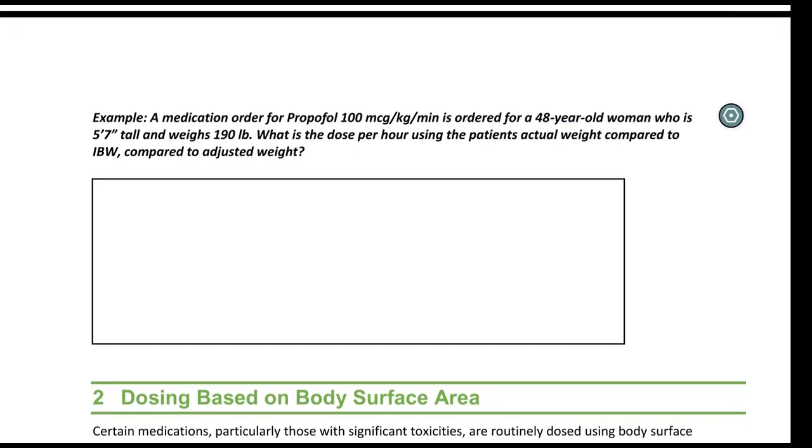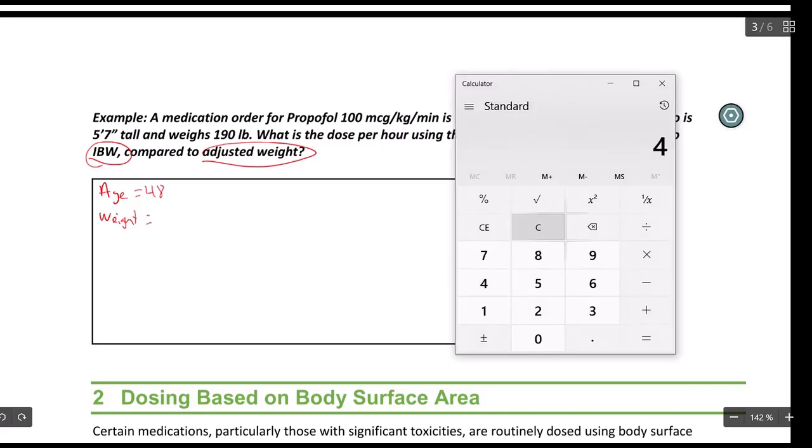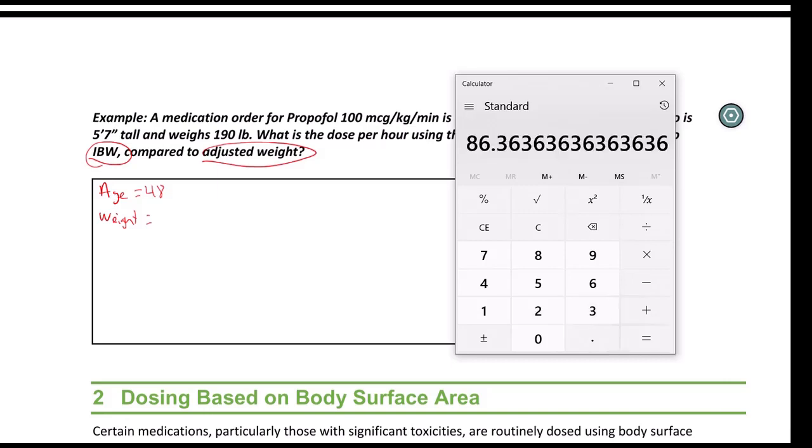This uses some of the calculations we did previously. The age is 48. All right. And the reason why I'm putting all these numbers is because, what is the patient's dose compared to ideal body weight? For ideal body weight, we're going to need that as well as the adjusted weight from previous sections. We also need their weight in kilograms. We have 190 pounds, and I'm going to divide that by 2.2. I get 86.36 kilograms.